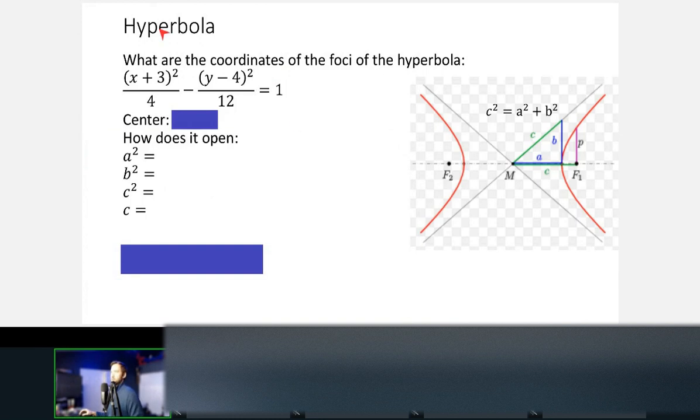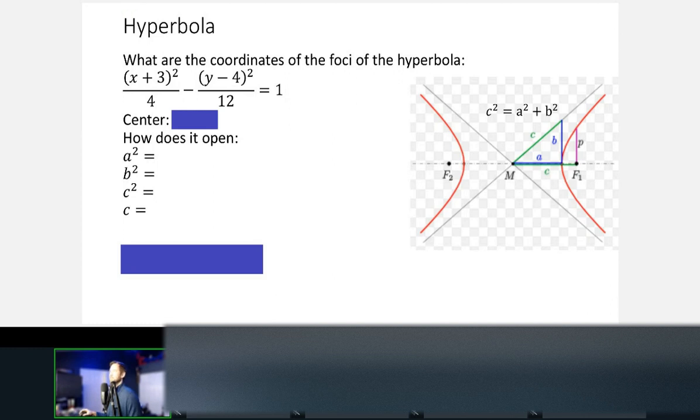All right, more hyperbolas. What is the coordinate of the foci of the hyperbola? So on the side here, I did include the formula. Don't assume that what you have here is going to be a horizontal. Now, given this equation, is this going to be a vertical or a horizontal hyperbola? Yeah, it is horizontal. This one is at least.